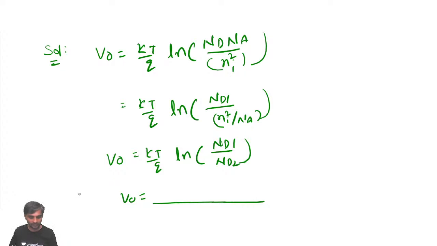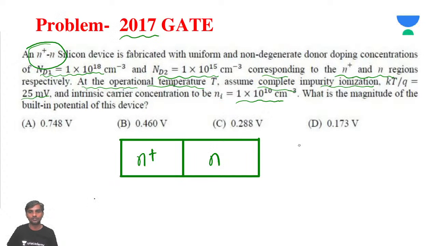So what will be the answer, sir? I'll get 0.173 volts. So the answer is going to be this. In fact, all the values were the same also. You can see here.